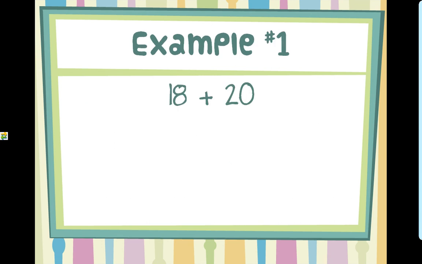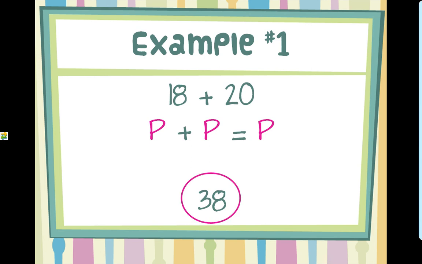So example number 1. You may already know how to do this, but just looking at the rule. 18 plus 20. This is a positive number plus a positive number, which is going to give us a positive. Same signs, add, and keep the sign. So we're going to keep the positive sign after we add. Whenever you add 18 plus 20, you get 38, and it's going to stay a positive 38.